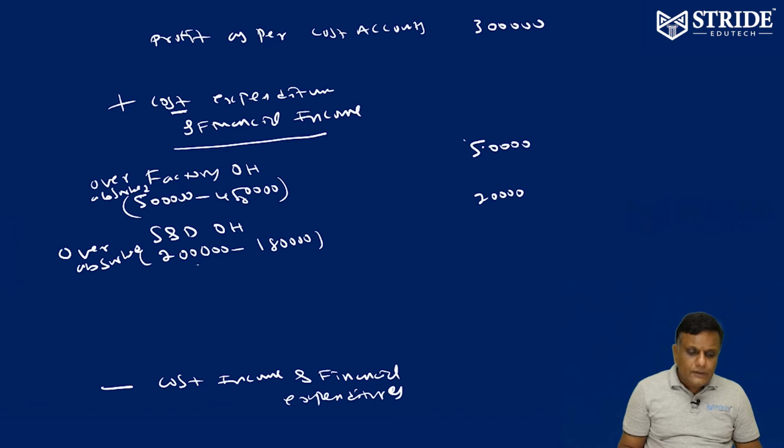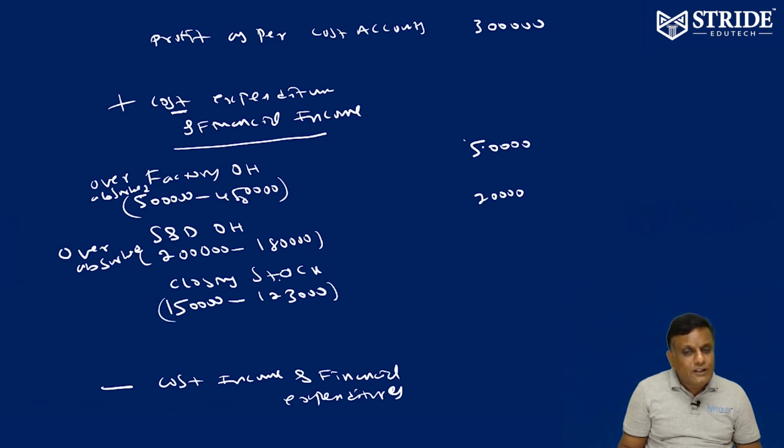Next, similarly, closing stock. In financial, the closing stock is 1.5 lakhs, but in cost, the closing stock is 1,23,000. Closing stock is always income. Financial income is 1.5 lakhs, cost income is 1,23,000. Therefore the financial income is higher. The term used is under absorbed or undervaluation, because in cost it is less. Undervaluation of closing stock is 27,000.